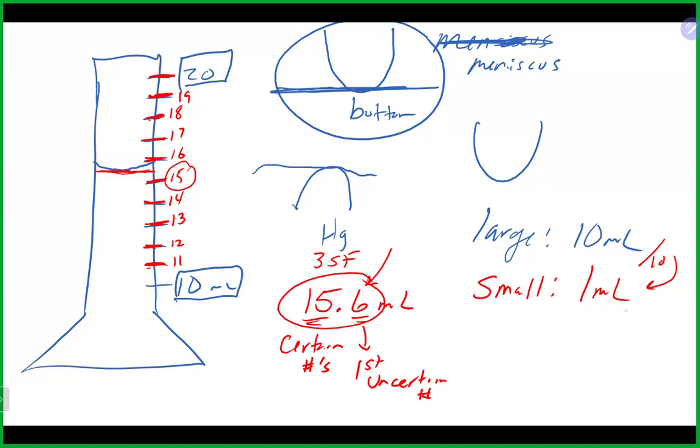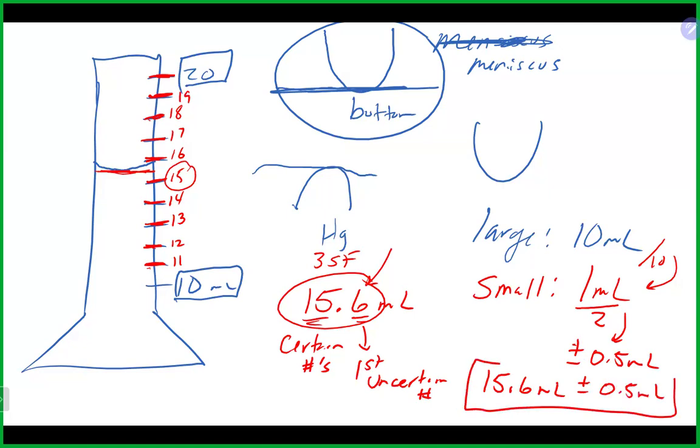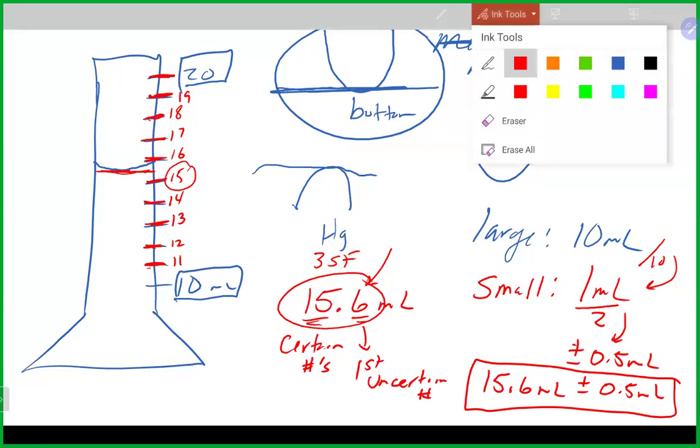Once again here, if we take the smallest marking and divide it by 2, that is going to give us plus or minus 0.5 milliliters, which would give us our proper way of recording that here at this school as 15.6 milliliters, plus or minus 0.5 milliliters in this case. Any questions on that there? So it is really important to make sure that you look at your piece of equipment, that you look at the scale and you understand what it is.